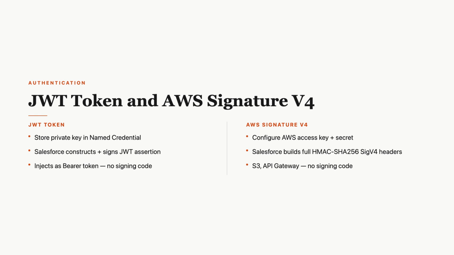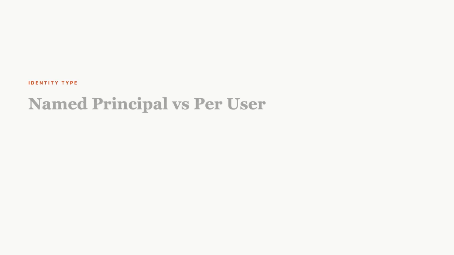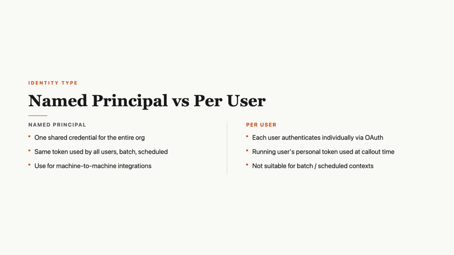JWT token authentication lets Salesforce construct and sign a JSON web token using a private key you configure in setup. The signed JWT is injected as the authorization header. AWS Signature v4 handles the complex header construction required for AWS services. The 4-part HMAC SHA-256 signature, the canonical request format, the signed headers list, all generated by Salesforce from your configured AWS access key and secret. In both cases, the cryptographic operations that would otherwise be dozens of lines of Apex are replaced by a setup configuration.